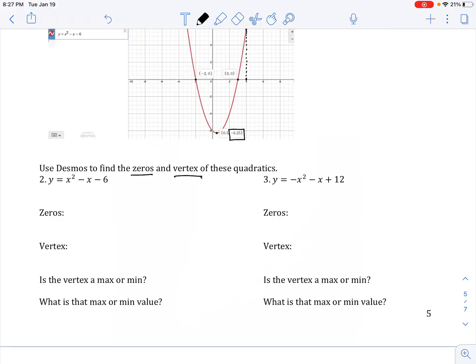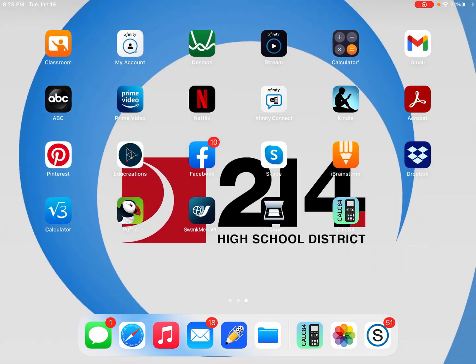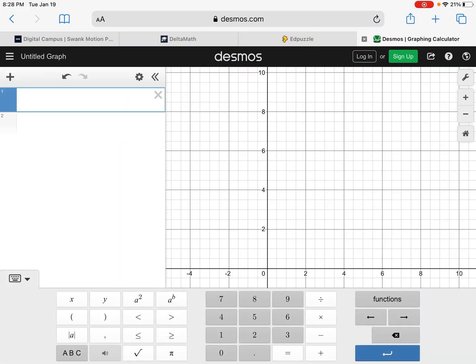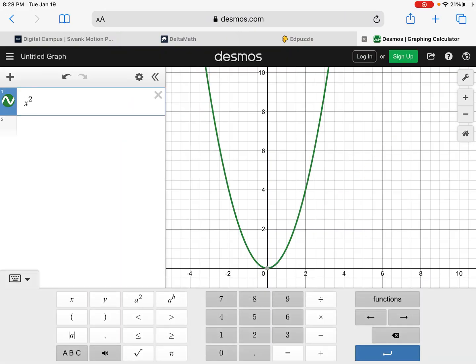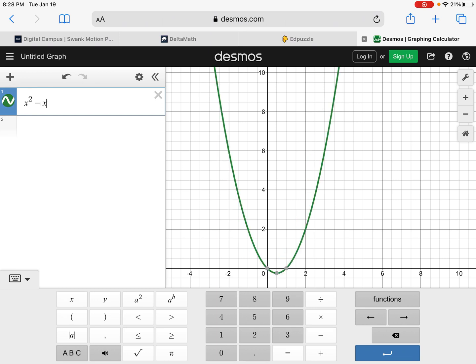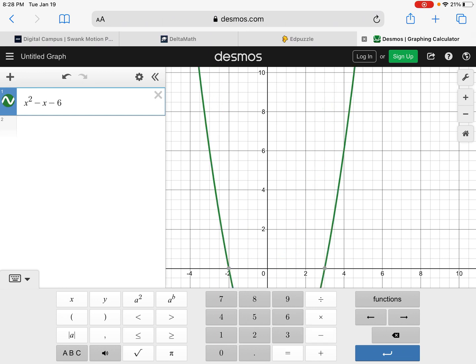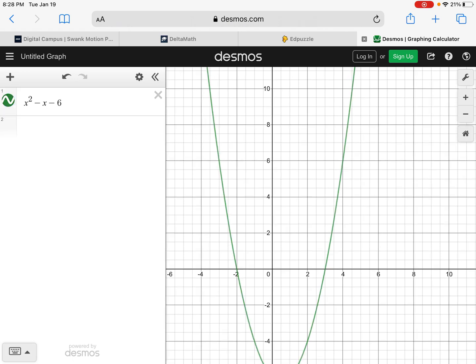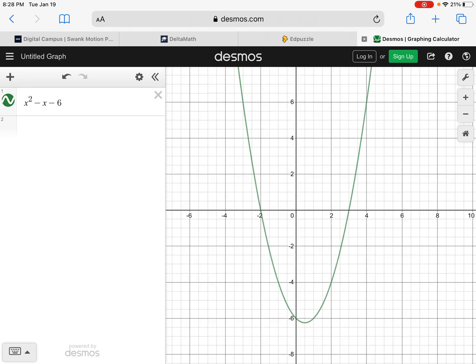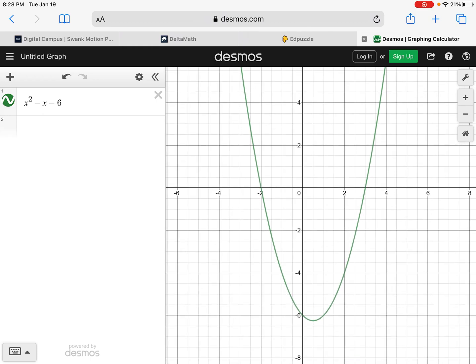Let me just remind myself again what my notes were. X squared minus x minus 6. So, x squared minus x minus 6. Okay, bring the menu down, maybe reposition your graph. All right, and let's see if we can find the vertex and the x-intercepts.